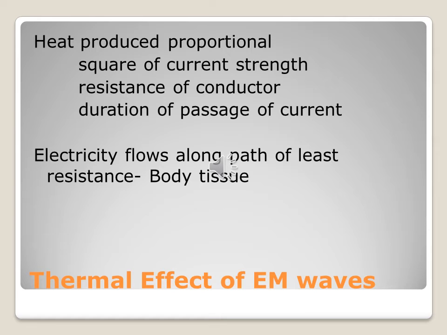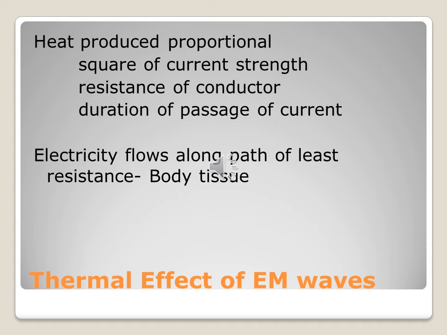So when we look at how the body is going to respond to this and how heat is going to be produced, the heat produced by the electromagnetic energy is going to be proportional to the square of the current strength. So basically the increase in the strength, the increase in the heat, and the resistance of the conductor and the duration of the passage of the current. So if the conductor, which is the area that's conducting the energy, has increased resistance, and also as the amount of time that the current is passing through the area increases, that is going to increase the amount of heat. And that's what is known as Joule's law, as described in your book.